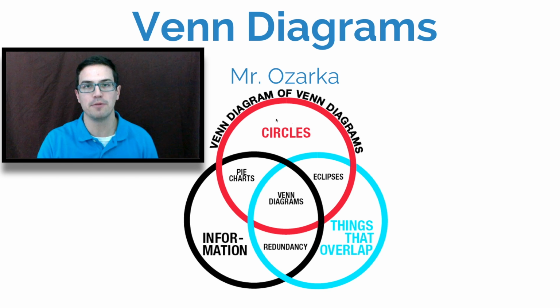Hopefully this Venn diagram of Venn diagrams makes a little bit more sense now. As you can see, it says circles and information for this part right here. And where circles and information meet, the thing they have in common would be considered pie charts. Okay, where information and things that overlap meet, you have redundancy, because when information overlaps, it's a little bit redundant. You don't actually need that necessary information. And then this last one right here, we have circles and things that overlap. They wrote eclipses in here because when the moon or the sun get in the way of each other, it forms eclipses. But then where they all meet, where they all overlap right here, circles, information, and things that overlap, that's when you end up with Venn diagrams.